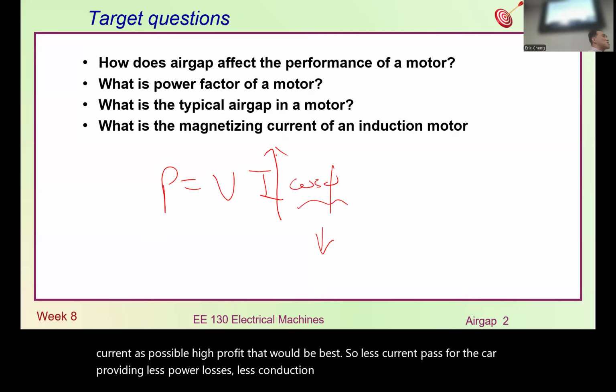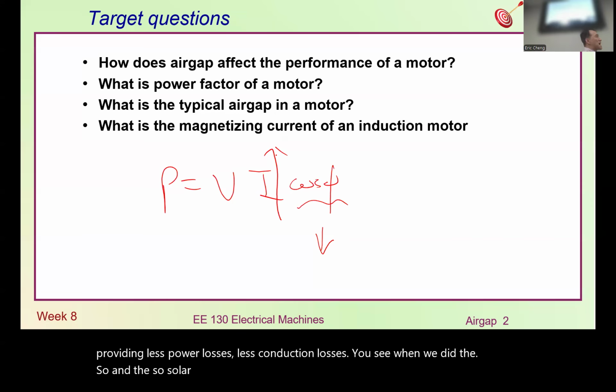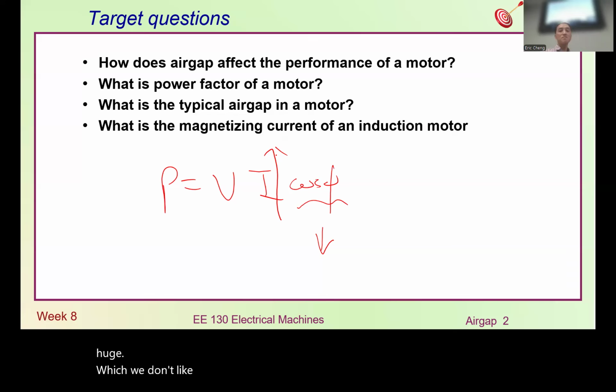You see, when we did the solar farm, you could calculate that high current in the conductor has huge losses, which we don't like. So power factor is something we need to be careful about.